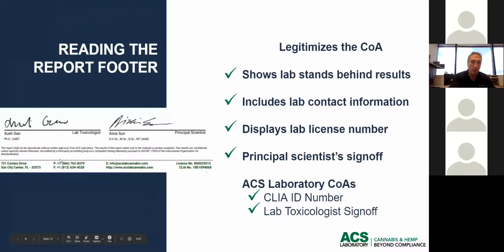So our COAs will always include the signatures of both our lab toxicologist and our principal scientist here, just showing that they sign off on the data and stand by it. It also includes our laboratory's contact info. We have a phone and fax number, an email, a website, as well as our license number and our CLIA number. These are also a great way to check the laboratory's credentials.